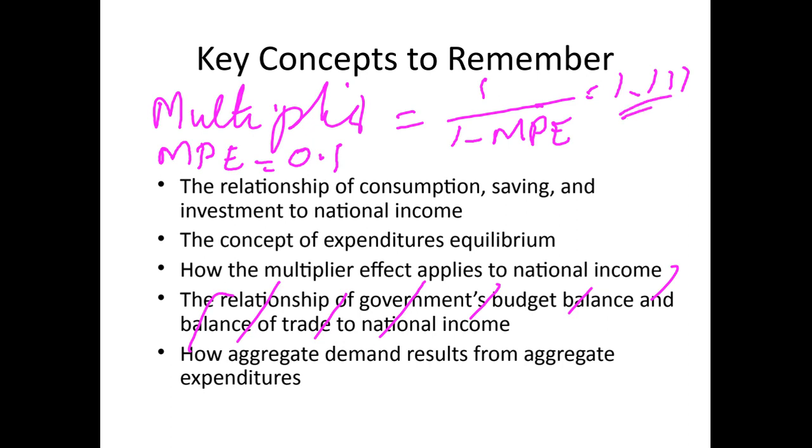Now let's take another example. Why not take the highest number? So MPE equal to 0.9. That is 90% of the income will be spent by consumers, by investors, and government and foreigners. So what is the value of multiplier in this case? 1 over 1 minus 0.9, that is 0.1. So 1 over 0.1 is 10. So 10 times. So if government expenditures increase by 1 million, then GDP will increase by 10 million.